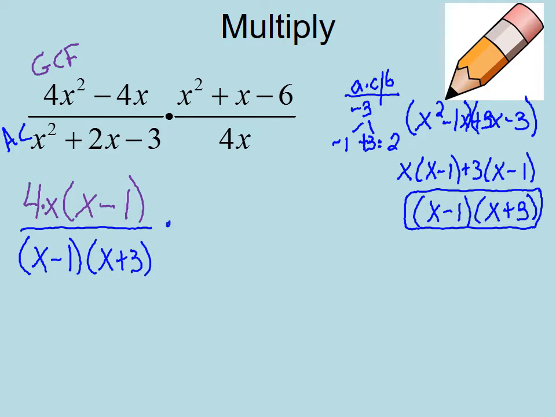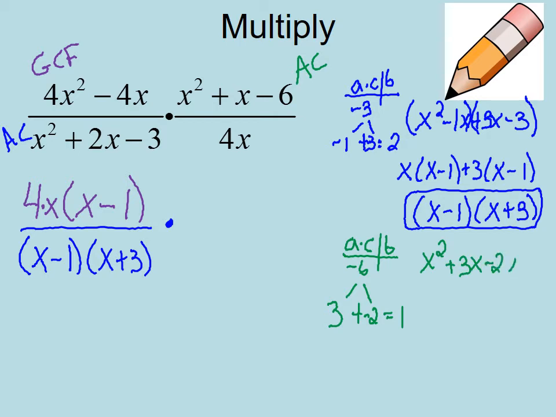Now moving on, go to my next one. How am I going to factor this one? Well, this one is also going to be AC method. It's going to show up a lot, you guys, I promise. So I'm going to take A times C, which has to add up to B. I have negative 6, two numbers that add up to 1. Oh, we're going to use 3 and negative 2. So if I rewrite this, I get x squared plus 3x minus 2x minus 6.